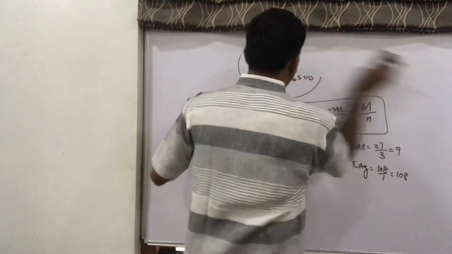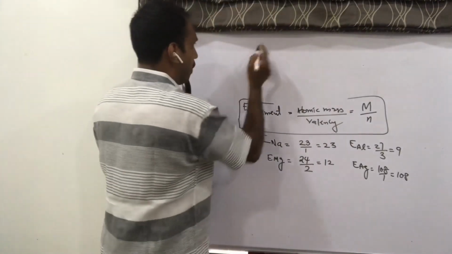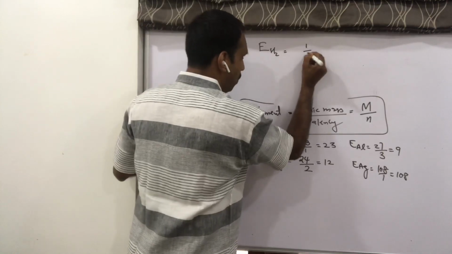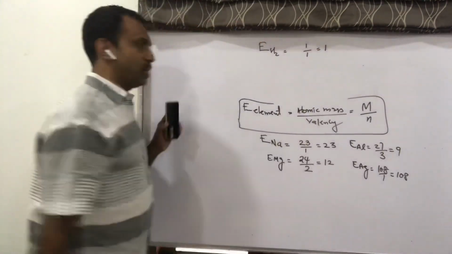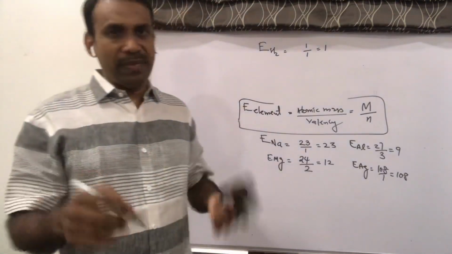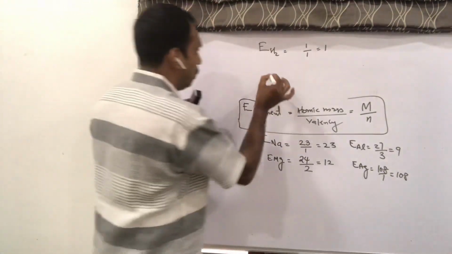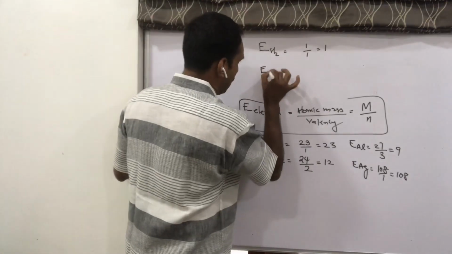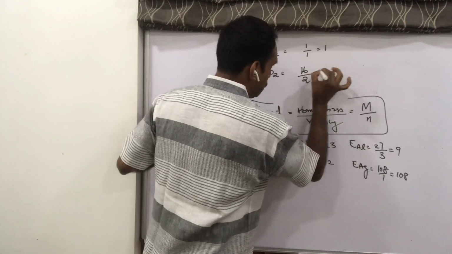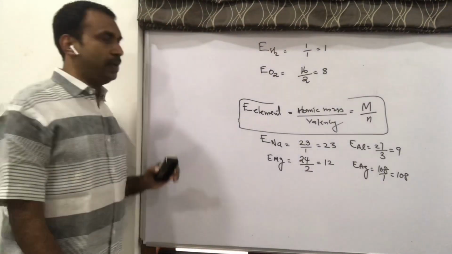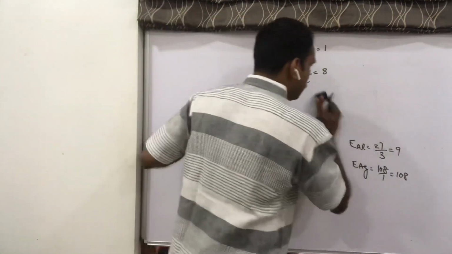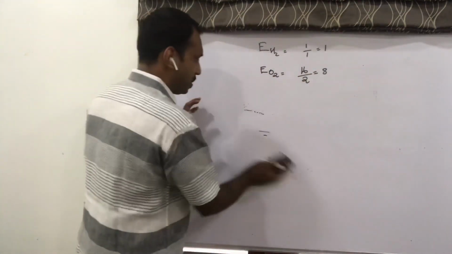Now, in the case of hydrogen, atomic mass 1, valency 1, so equivalent mass of hydrogen will be 1. Remember, molecular mass of hydrogen is 2, but here we consider atomic mass. Now, equivalent mass of oxygen: atomic mass 16, valency of oxygen 2, so equivalent mass of oxygen will be 8. Clear? Now, we have to conclude Faraday's first law.